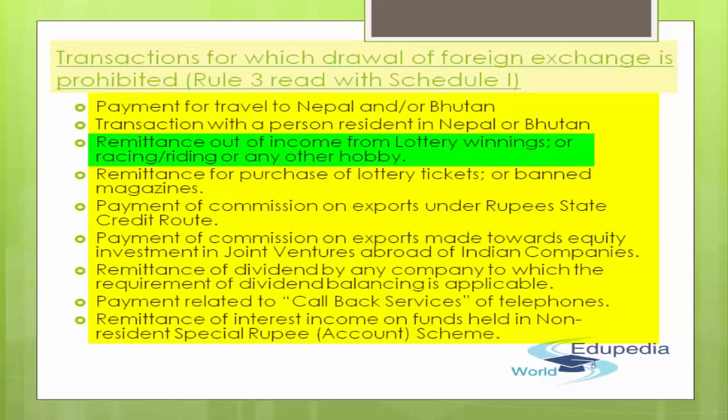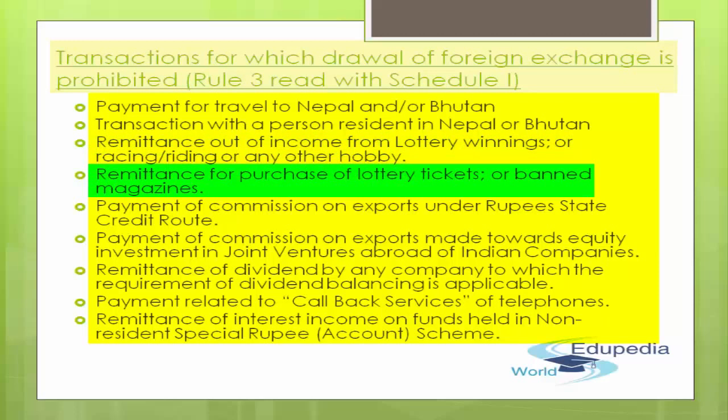So they have maintained that for remittance of any income related to lottery winnings, racing, riding, or any other hobby, the drawal of foreign exchange is just not permitted. That is a strict government guideline, and it needs to be taken care of.